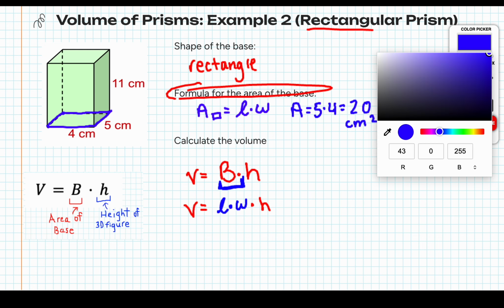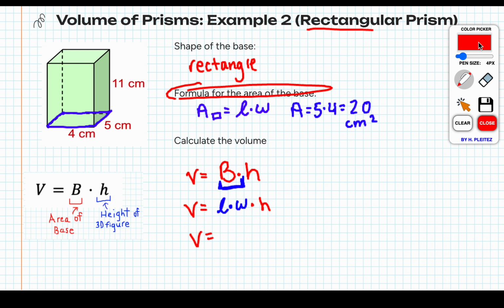And then we'd substitute that in down here. So we would get V equals 20 times the height of our prism. Now the height of our prism is this value here. That's 11.